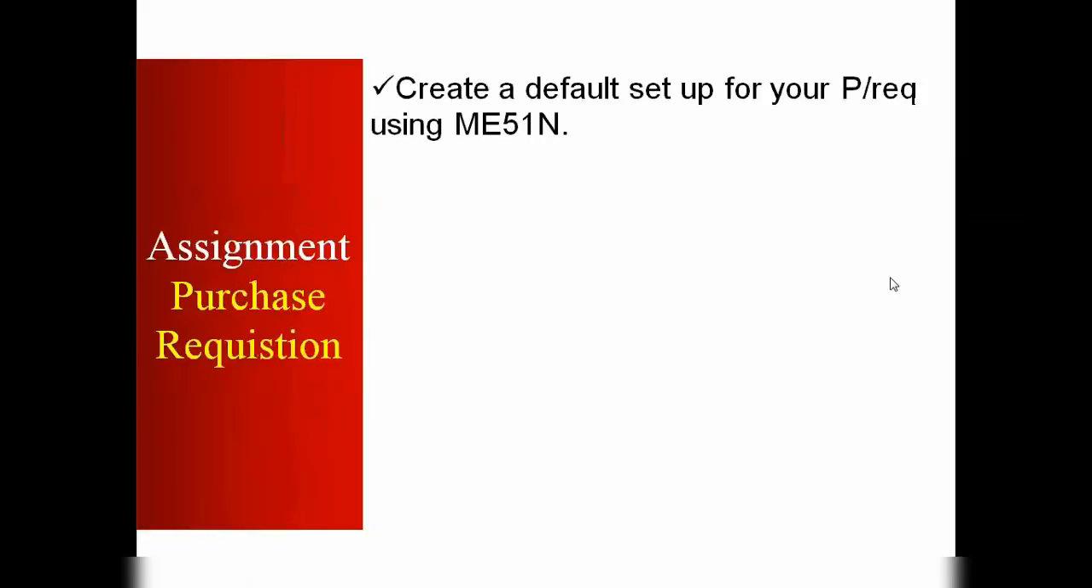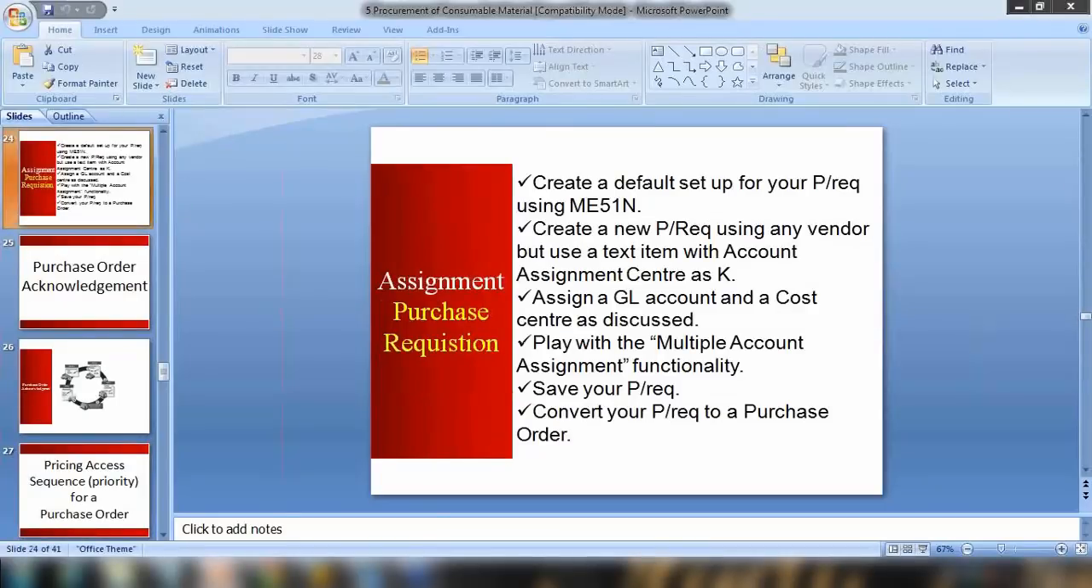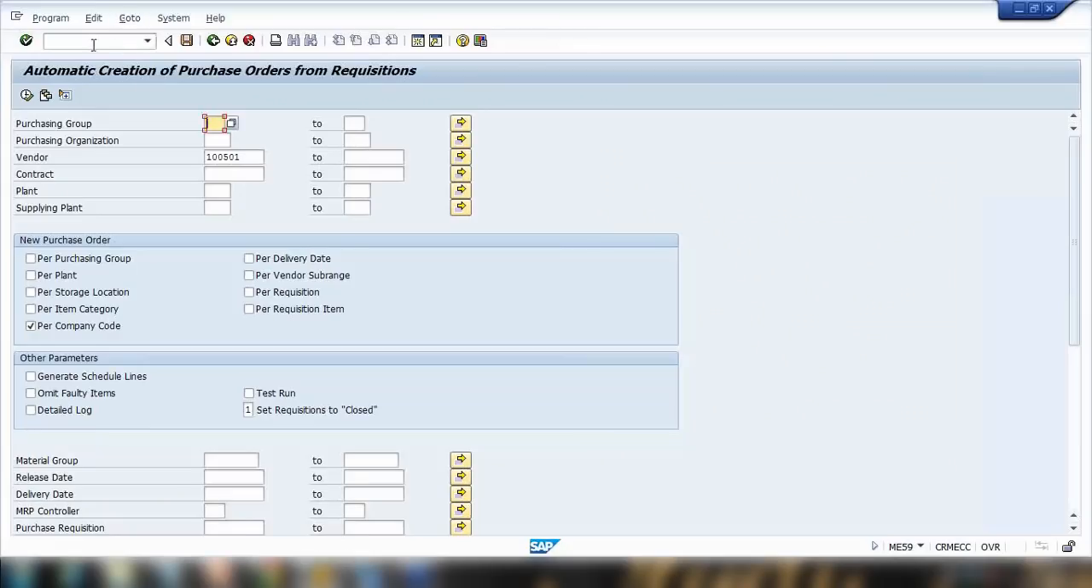Okay, so that's the end of this part, purchase requisition only. Before you move further, I want you to do some practice first and get some deeper knowledge about the purchase requisition process. So just do a quick practice on the server. First of all, create a default setup for a purchase requisition. What I mean by default setup is, I'll show you here.